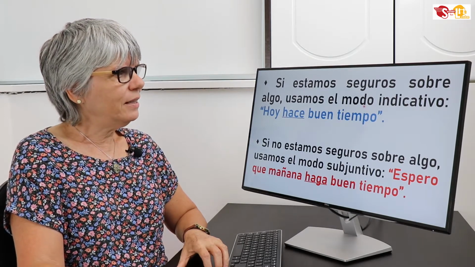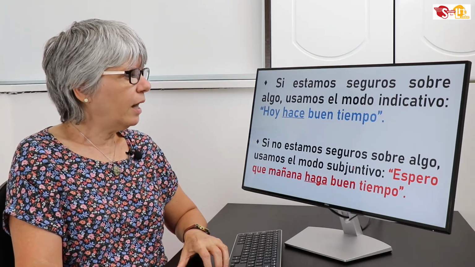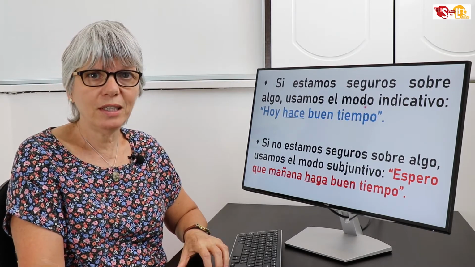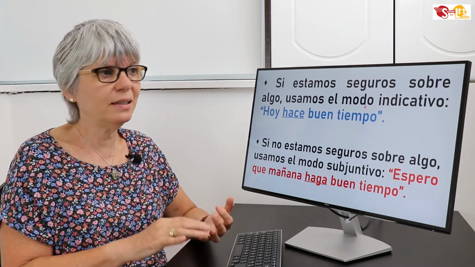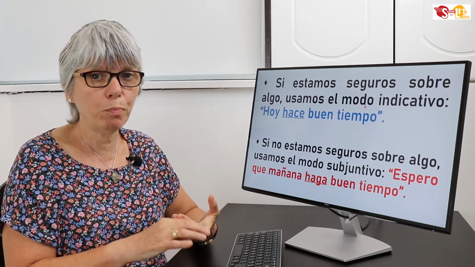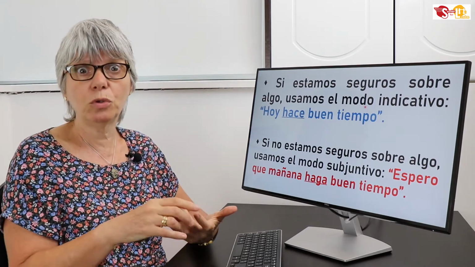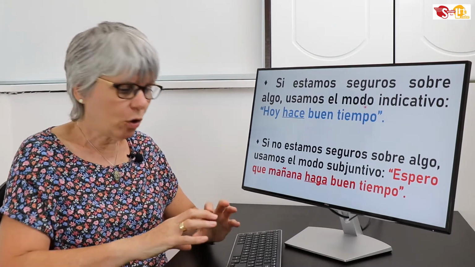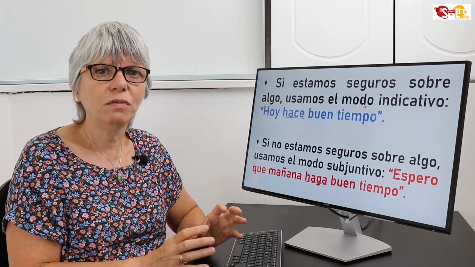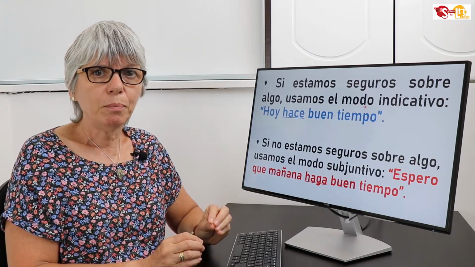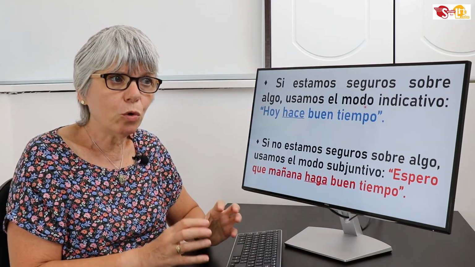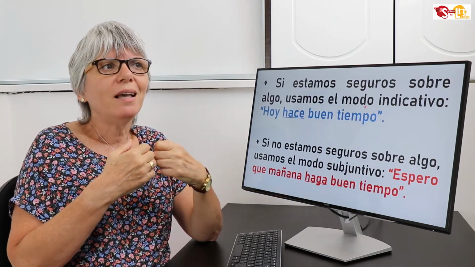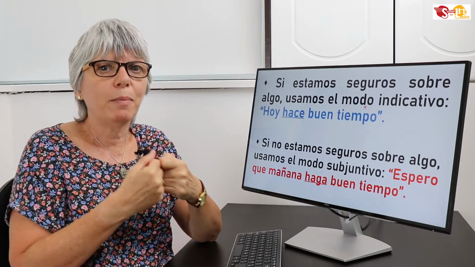What is this? Indicative mood, modo indicativo, and subjunctive mood, modo subjuntivo. Well, the indicative mood is what you already know. All the tenses, the present, the preterite, the imperfect, the pluperfect, the near future, the proper future, all the tenses form the indicative mood. The indicative mood is the group of forms of the verb which we use when we as speakers are sure about something.